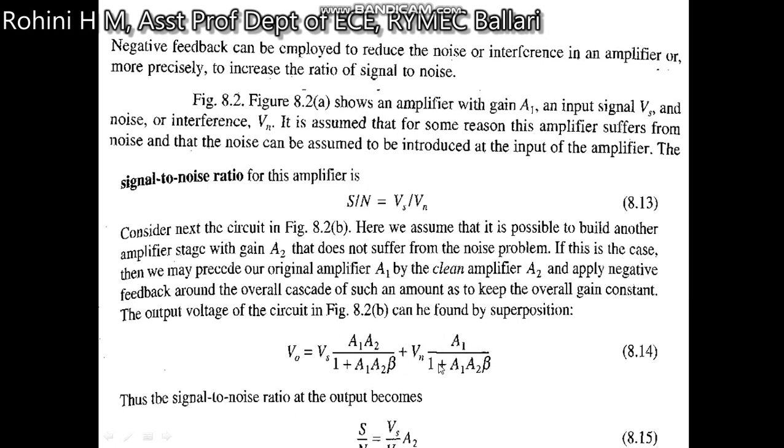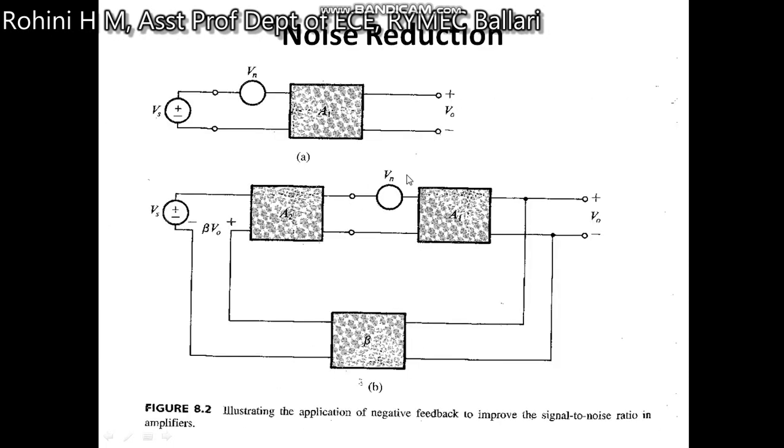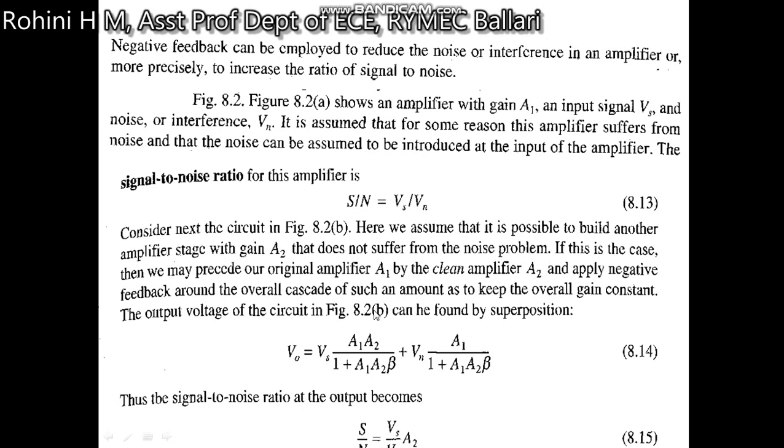Vn is equal to A1 divided by the amount of feedback, 1 plus A1 A2 into beta. So thus the signal to noise ratio at the output becomes, signal to noise ratio is equal to Vs divided by Vn into A2. Okay. So here, what was our aim? That is to reduce the noise. So here what happens?